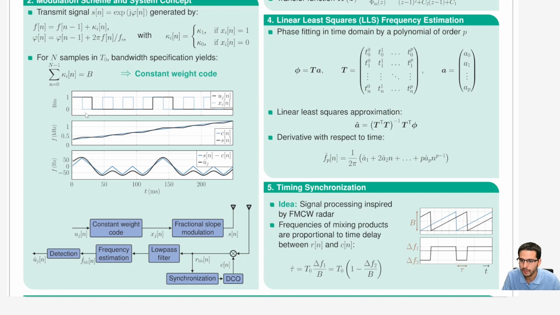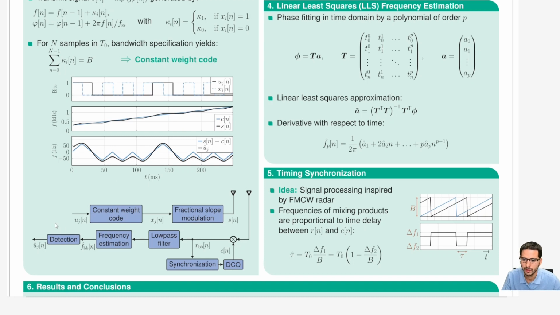So by doing this, instead of having a perfectly linearly modulated chirp, like the blue one in this figure, we have a chirp whose slope varies in time, and we get the black one in this figure. So the system would look more or less like this. We apply the constant weight code, then modulate according to the slope-shift-keying I just presented.